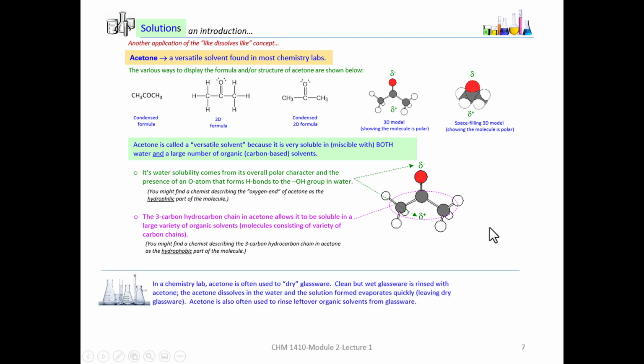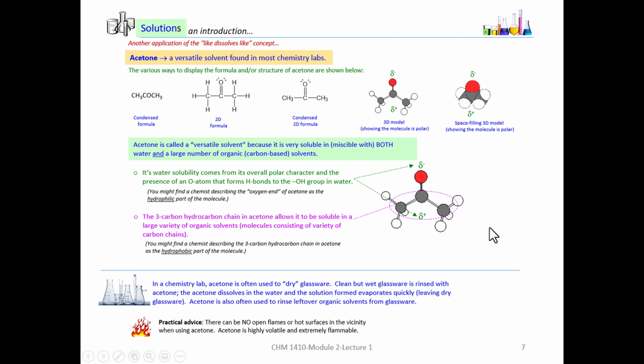In a chemistry lab, you'll often see acetone used to dry glassware. Clean but wet glassware is rinsed with acetone. The acetone dissolves in the water, and the solution form evaporates quickly, leaving dry glassware. And it's also often used to rinse leftover organic solvents from the glassware.